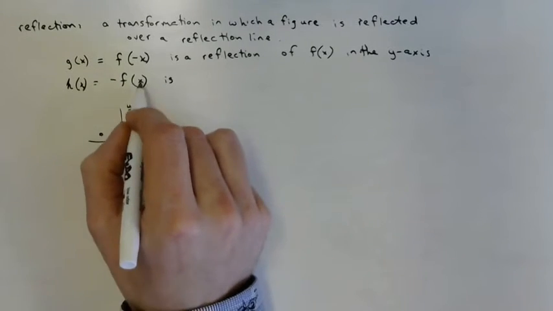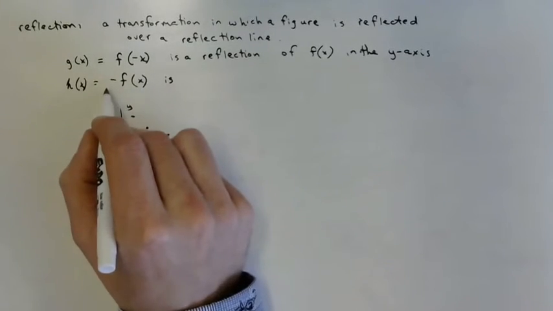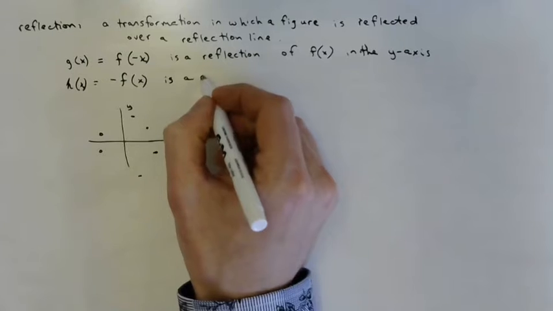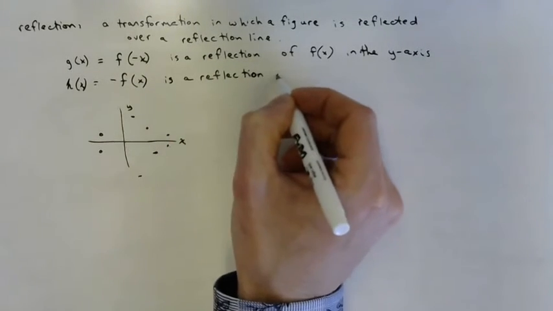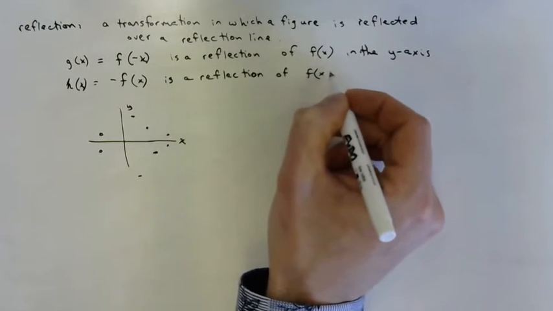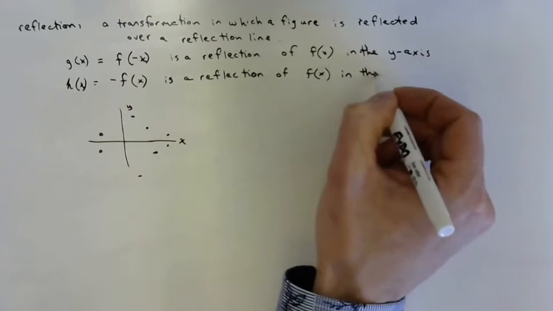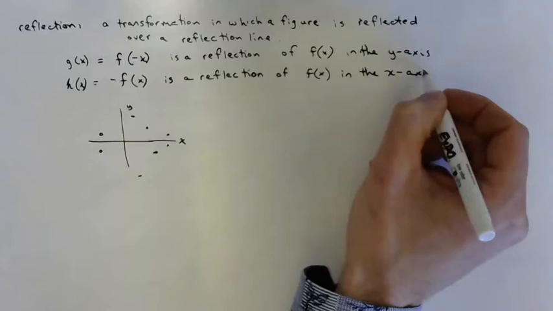Okay, so if I take all of the output values of my function and I change the sign, I'm going to cause a reflection of f of x in the x-axis.